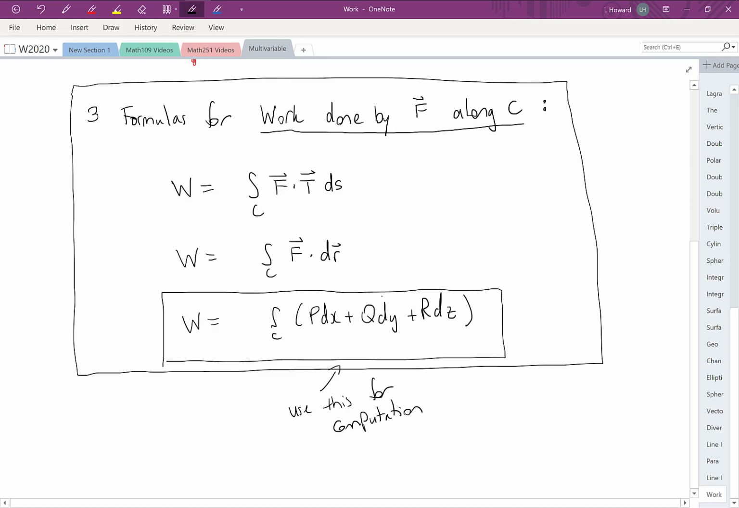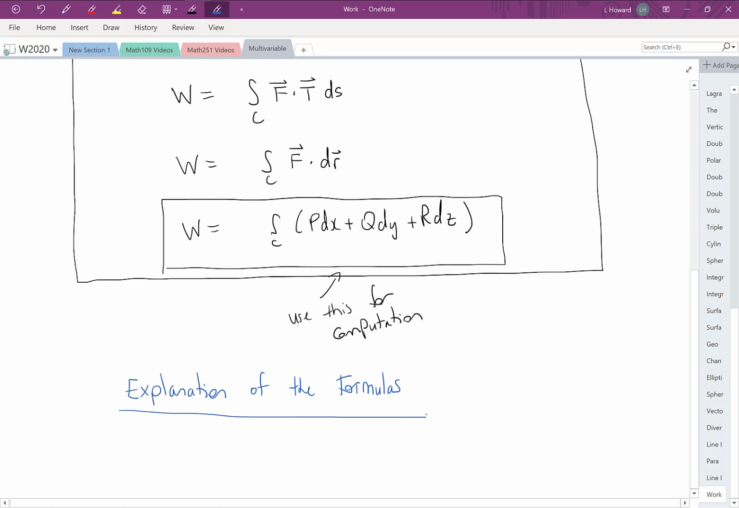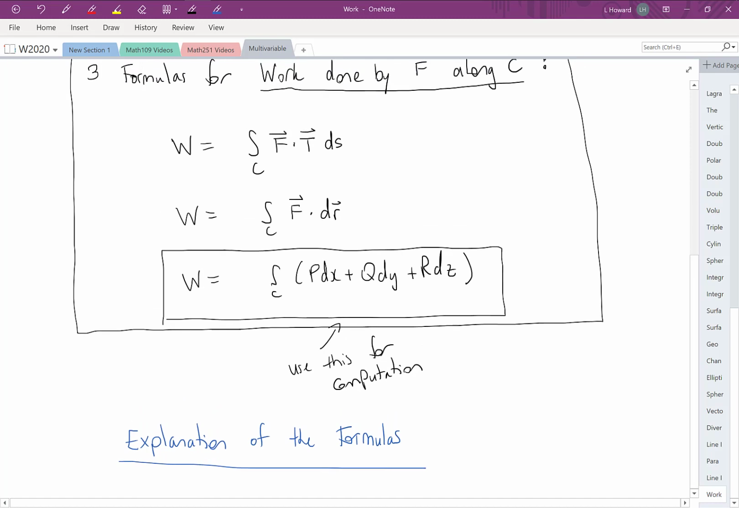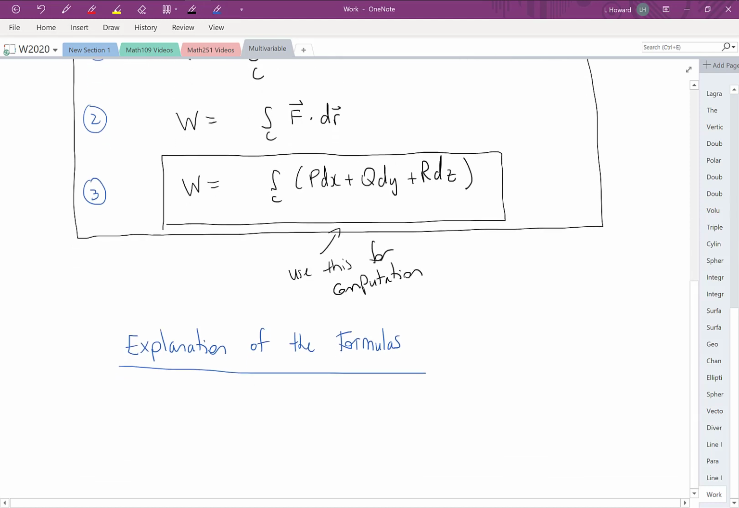So all 3 formulas represent exactly the same thing, work done by our force field along our curve C. Sometimes you'll see this variation of the formula in a course. Sometimes you'll see this variation. This is the one that we actually use for computation, but they're all expressing the same underlying idea. So let's do a quick explanation of the geometry behind the formulas. And I think it might be helpful here just to label these formulas 1, 2, and 3 so that when we're doing our explanation, we can just refer back to them quickly.